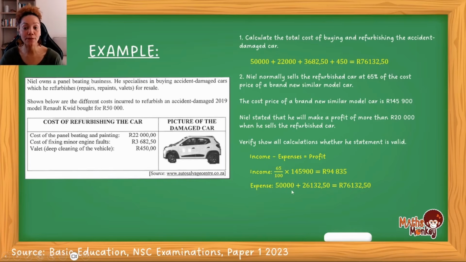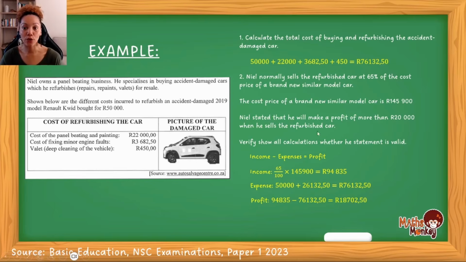It's going to cost him 50,000 Rand to actually buy this car that was in an accident, and then 26,132 Rand and 50 cents to fix it. So all this money has left his pocket. He has paid 76,132 and 50 cents. Now to find the profit, we will say income minus expense, and I end up having 18,702 and 50 cents, which is how much he would make on this car.